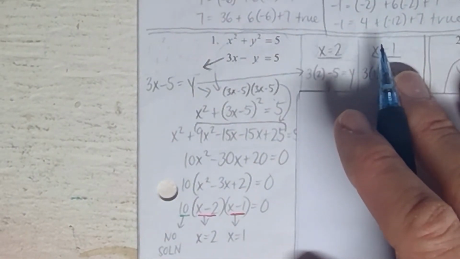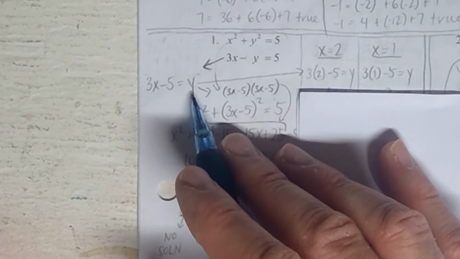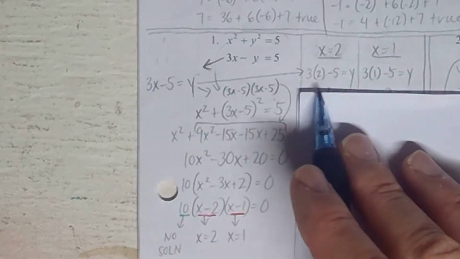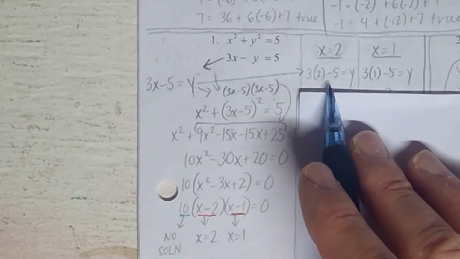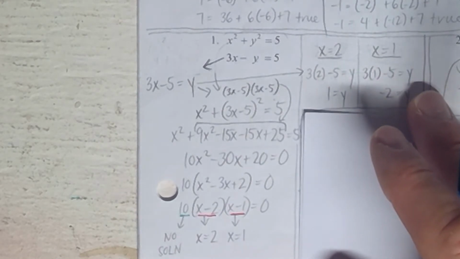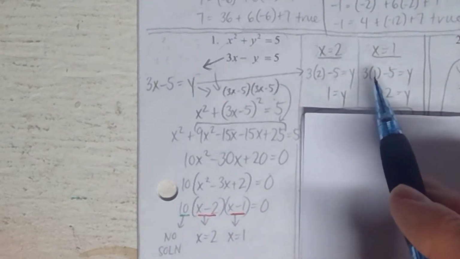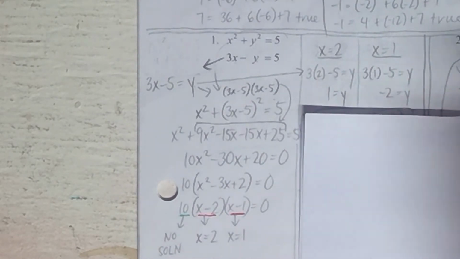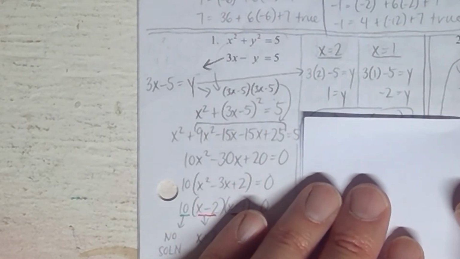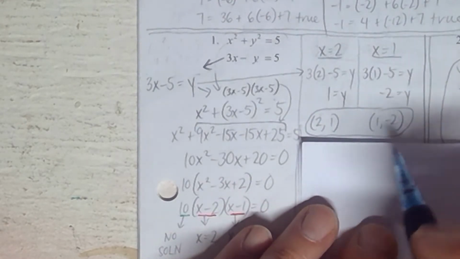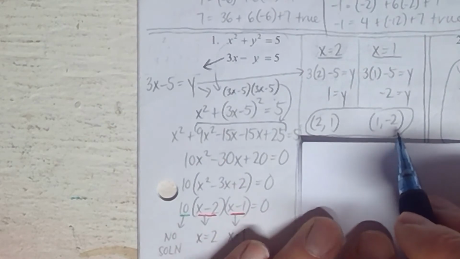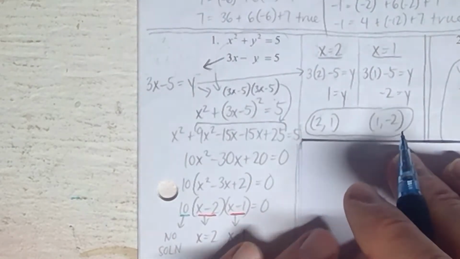And so let's start out with x equal to 2. And again, I plug it back into the equation where I got the variable by itself in step 1. That's the easiest way to do it. So for that one, I got y equal to 1. For the other one, I got y equal to negative 2. And so I pair those things up. And I get 2 comma 1 and 1 comma negative 2. And those are my 2 answers.